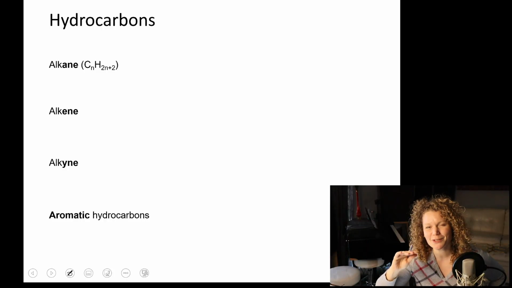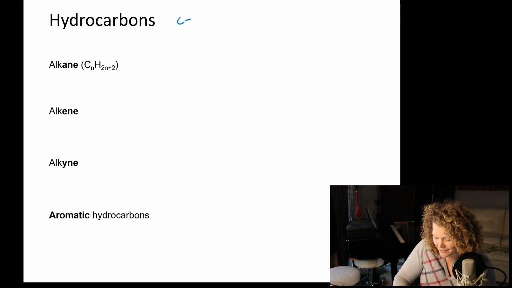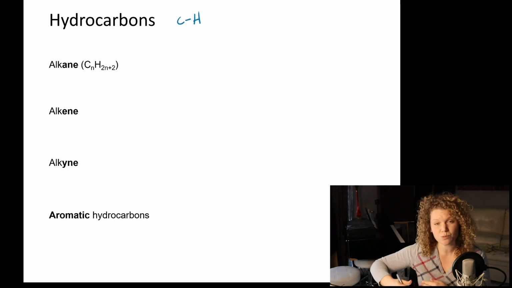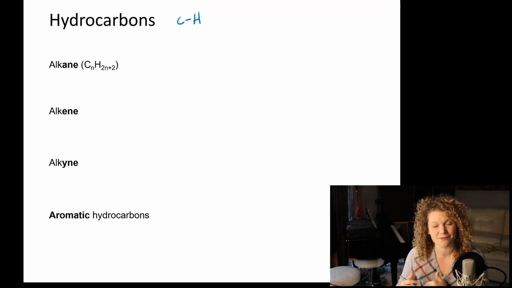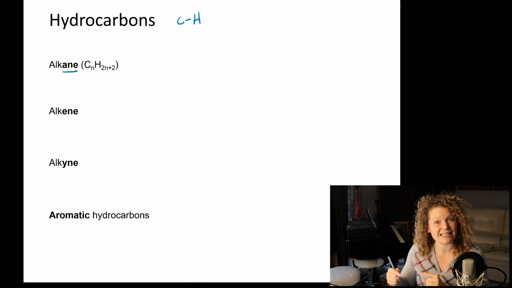In today's video, we are talking about alkanes, the simplest organic structures. First we're going to go over just hydrocarbons in general, which are anything with these CH bonds. Let's walk through the different types of hydrocarbons first, and then we'll dive a little more in detail with alkanes. So alkanes have this ANE ending.